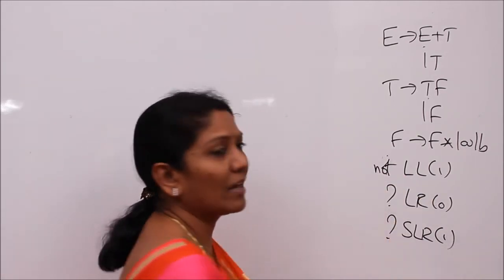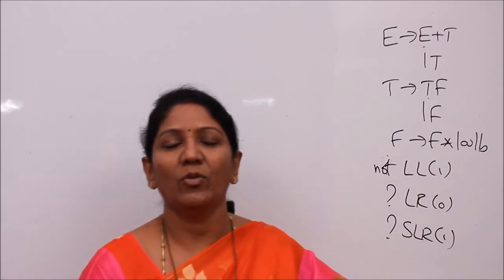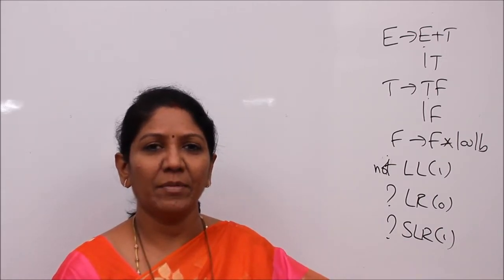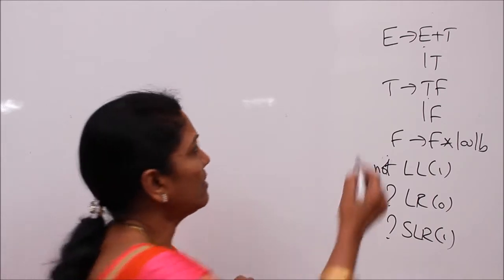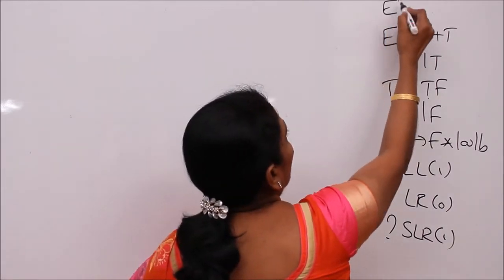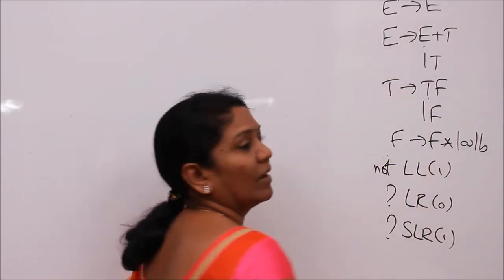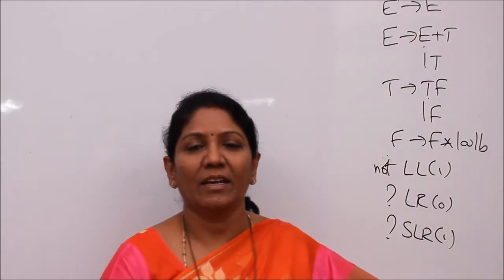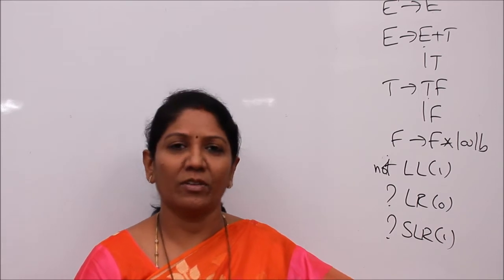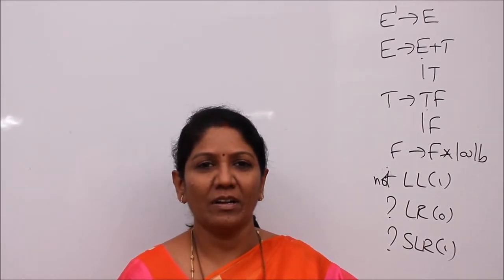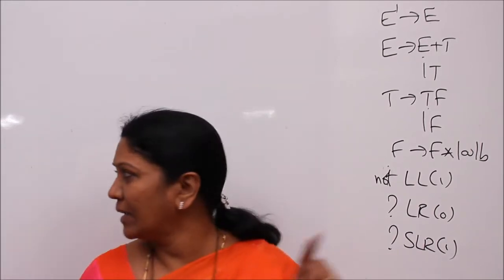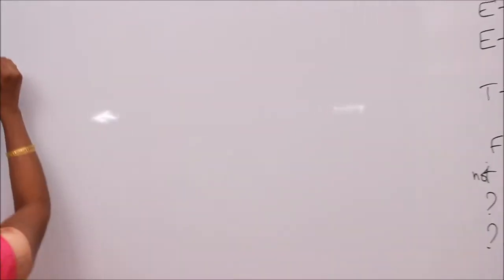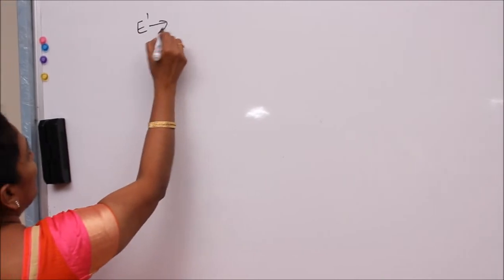Now let us check LR0 and SLR1. How do we do that? Take the grammar, take the augmented grammar. What would be the augmented grammar for this? Add a production E dash to E. Now create the canonical collection of LR0 items and draw the DFA. So how do we start? Start with the closure of the augmented production with the dot at the beginning. That means closure of E dash to dot E.